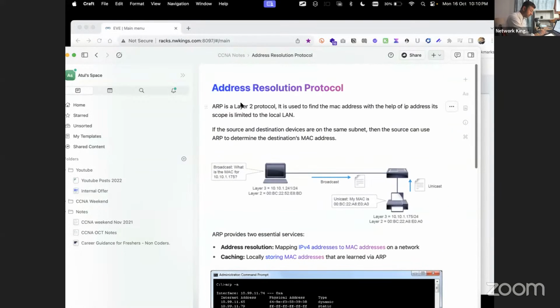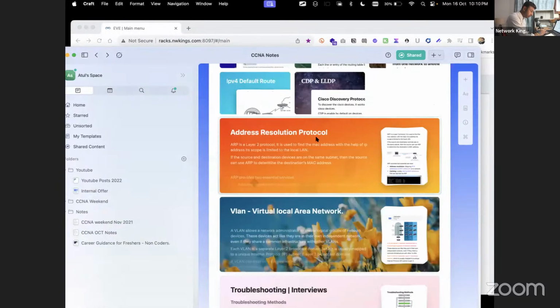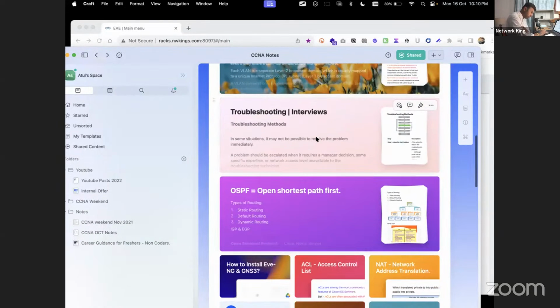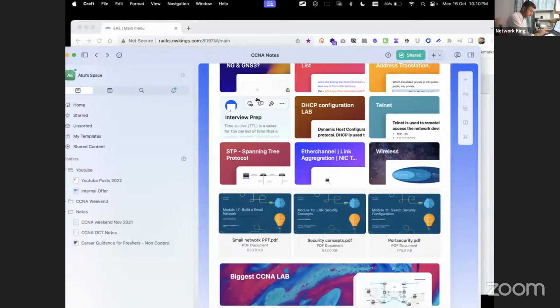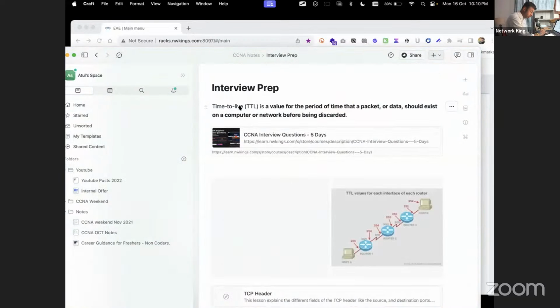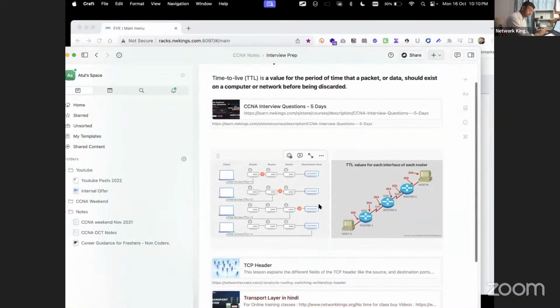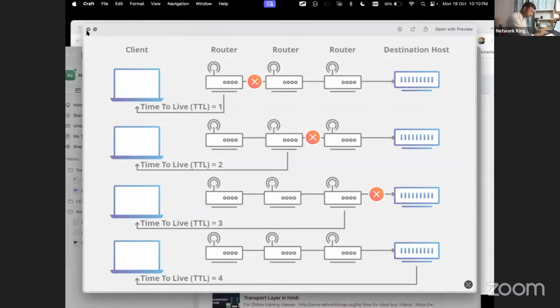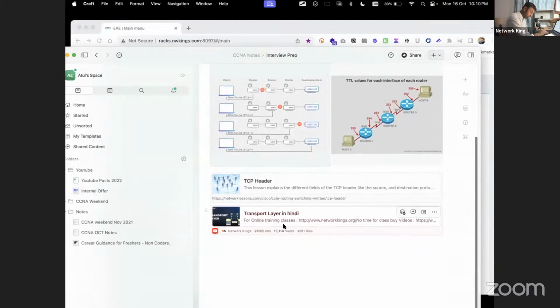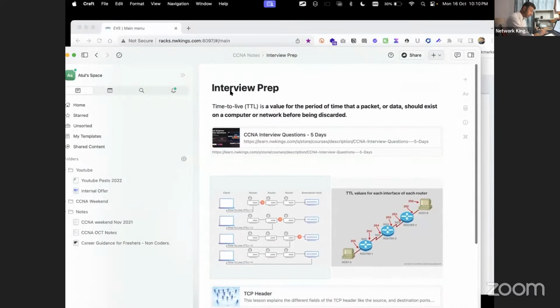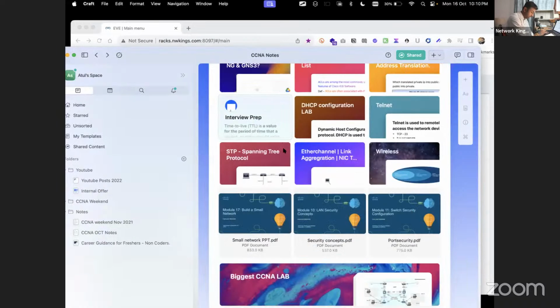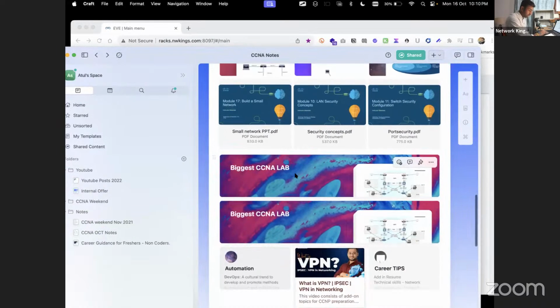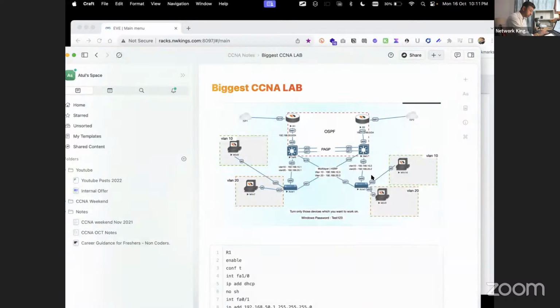So we have to learn about all this ARP, how ARP actually works, how the ARP functions. Okay, so what is going on inside the ARP? So we are going to learn a lot of things about troubleshooting, a lot of interview preparation questions. Okay, what is TTL? A lot of people ask, how does traceroute work? So we are going to discuss a lot of interview questions. We are going to discuss a lot of headers also, like TCP header, UDP header. And we are going to learn these kinds of big labs also, as I mentioned.